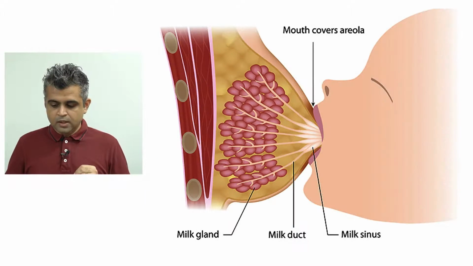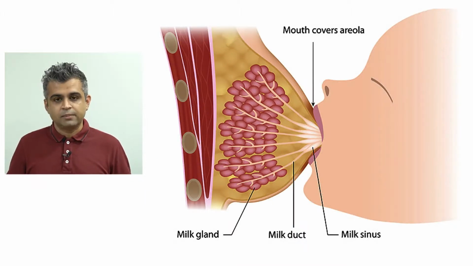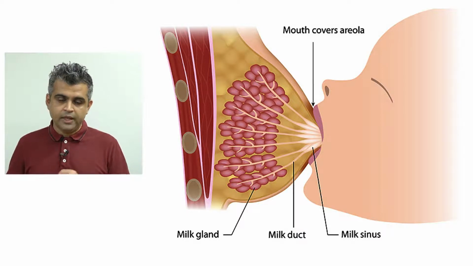So this is what is going to happen. As you can see here, there's a baby who is suckling on the mother's breast, and all these mammary ducts are converging towards the nipple, and finally when the baby takes the nipple in its mouth, the milk will enter into the baby's mouth.